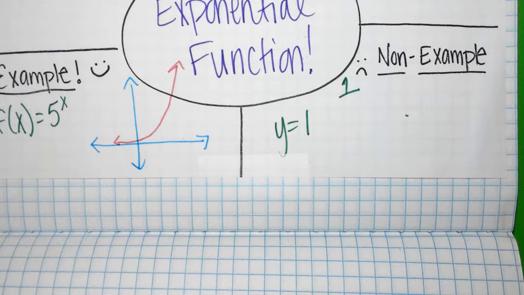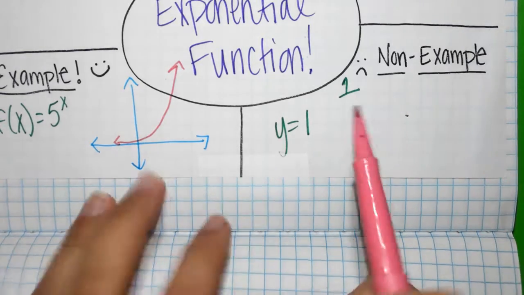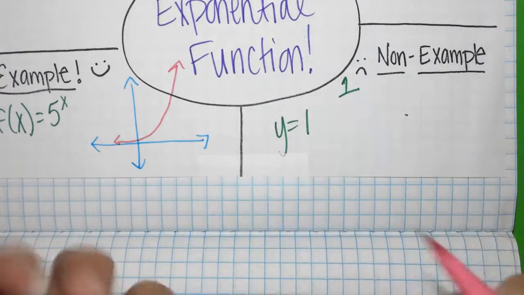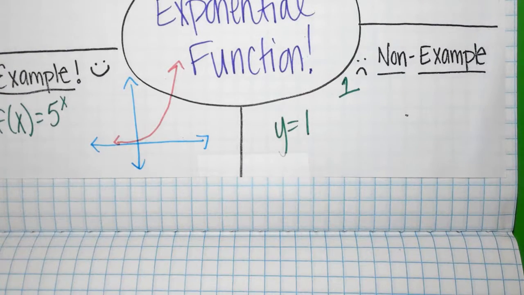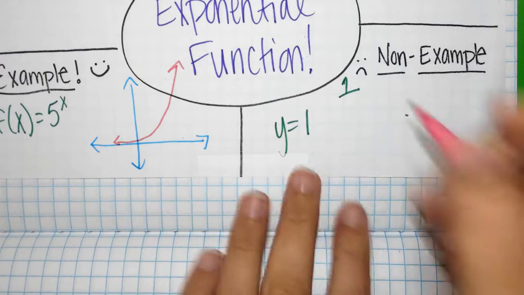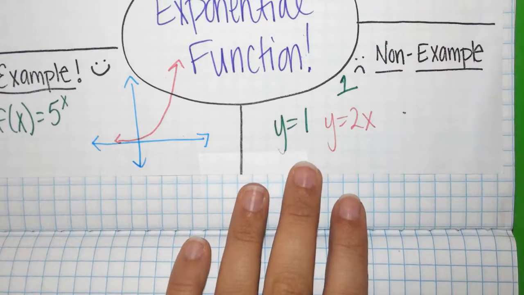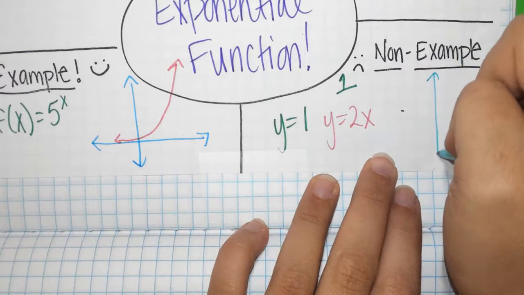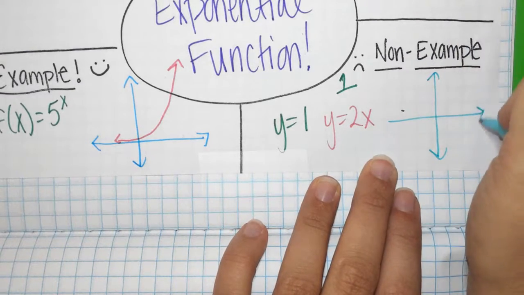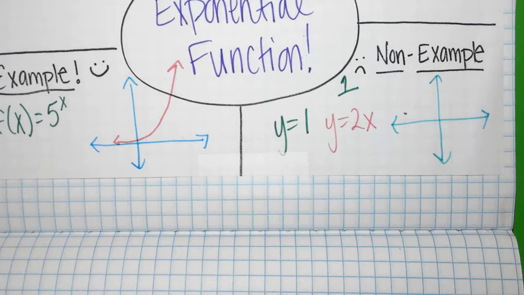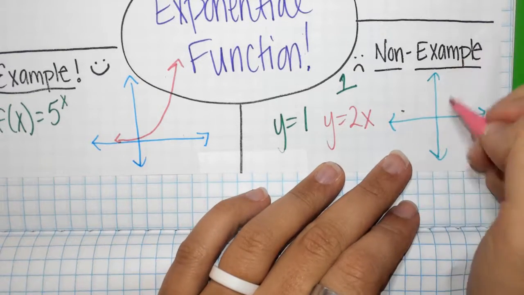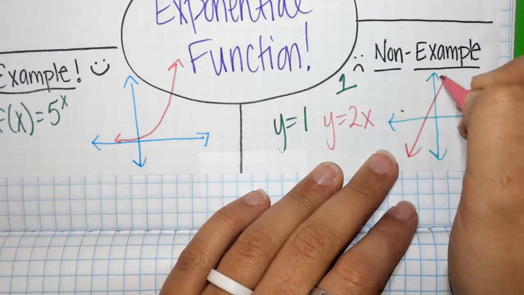Give me like a function. We already have y equals 1. Give me a function with a variable. y equals 2x would not be exponential. Good, take a point. What about a graph? What would a graph look like that is not an exponential function? A straight line. Awesome. Take a point.